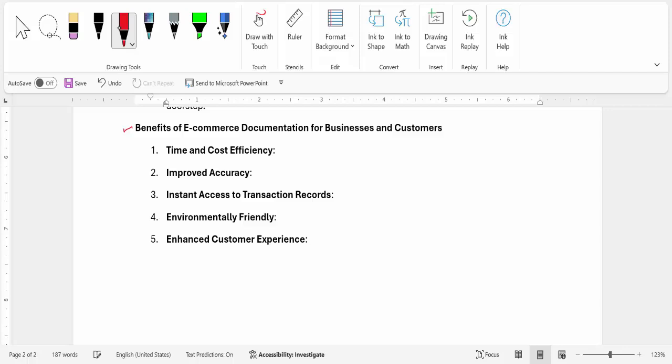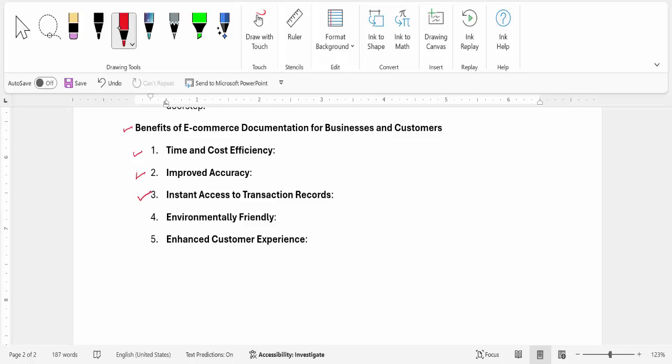Benefits of e-commerce documentation for businesses and customers: 1. Time and cost efficiency. E-commerce eliminates the need for paper-based documentation, which saves both time and money. Businesses no longer need to print, store, or physically organize documents. 2. Improved accuracy. With automated systems, there is less room for human error in recording transactions. Every detail, such as price, item description, and payment information, is recorded digitally, ensuring accuracy and reducing the chances of mistakes.